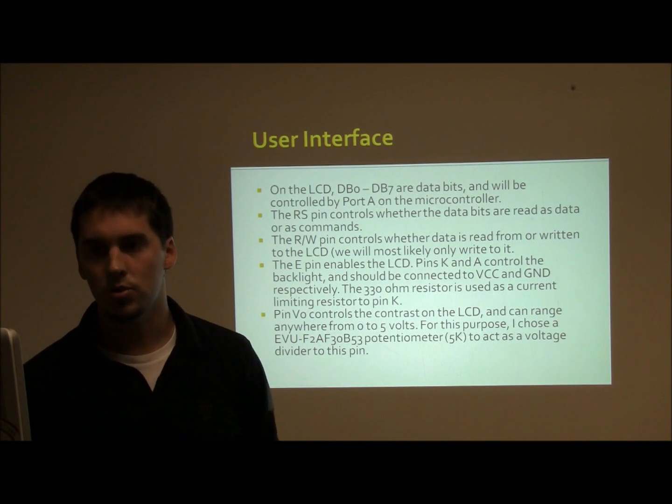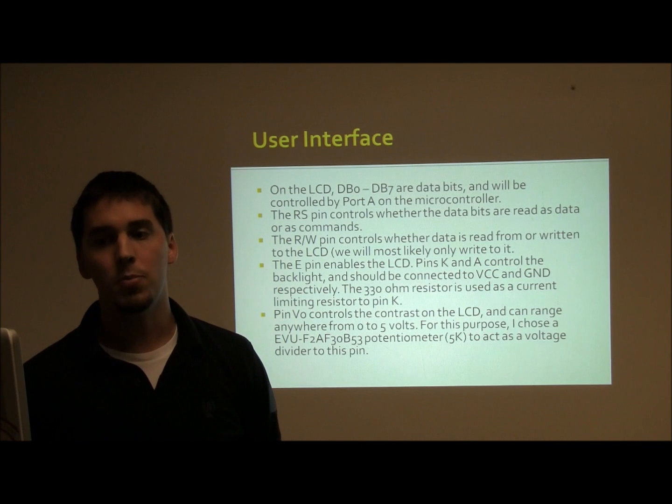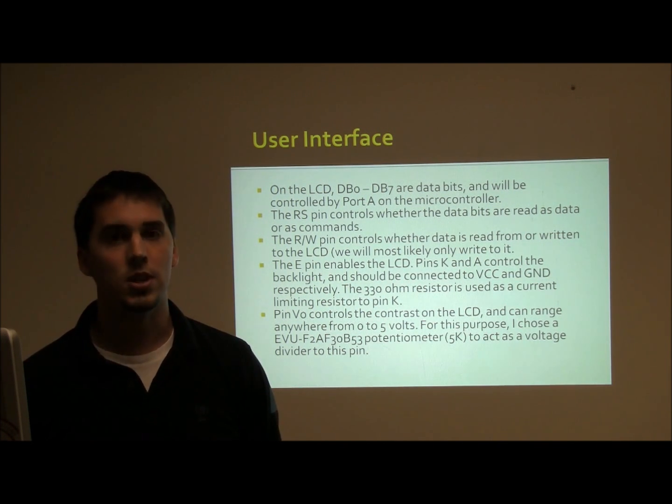The RS pin controls whether the data bits are read as data or as commands. The RW pin controls whether data is read or written to the LCD screen. The E pin enables the LCD. The K and A pins control the backlight, and the VO pin controls the contrast to the LCD.